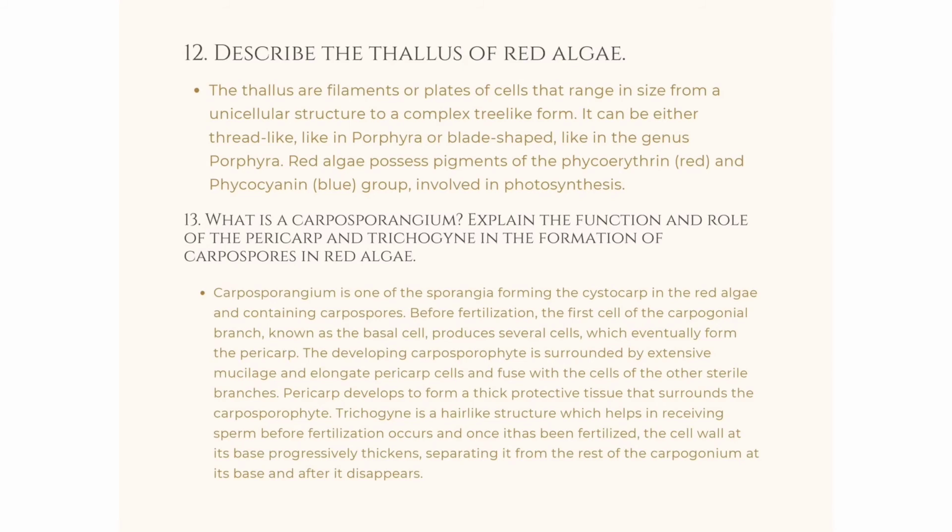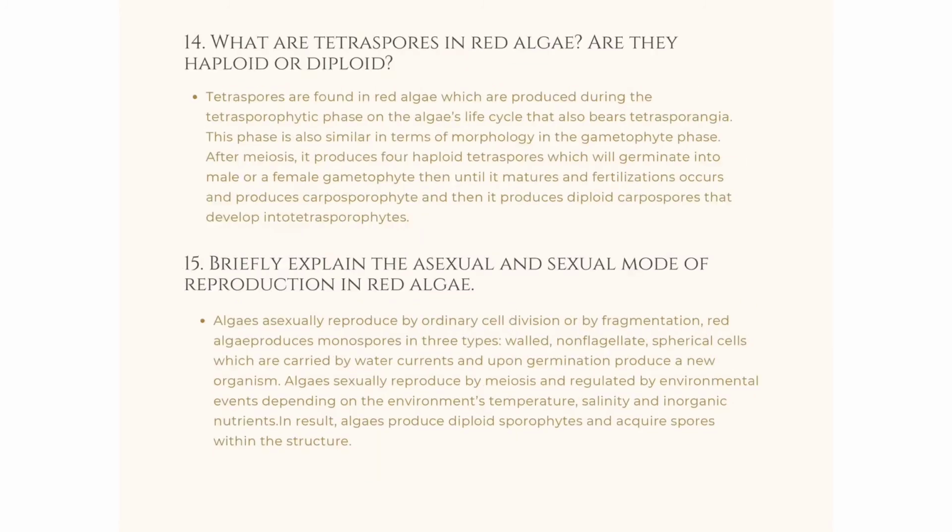Trichogyne is a hair-like structure which helps in receiving sperm before fertilization occurs, and once it has been fertilized, the cell wall at its base progressively thickens, separating it from the rest of the carpogonium, and after that it disappears. What are tetraspores in red algae? Are they haploid or diploid?